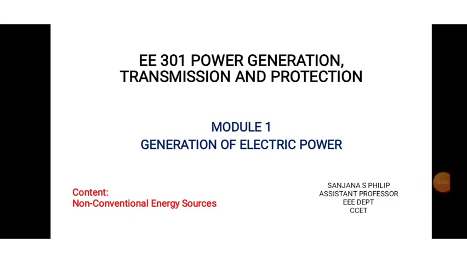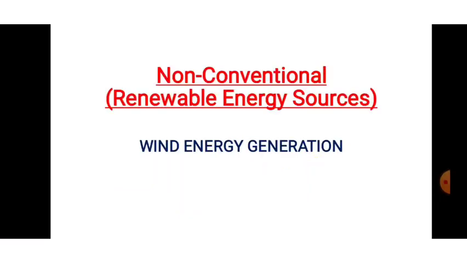Hello students, in this class let us study about non-conventional renewable energy sources. A renewable source is one that can be used repeatedly and does not run out because it is naturally replaced. The two non-conventional renewable energy sources that we have to study are wind and solar.